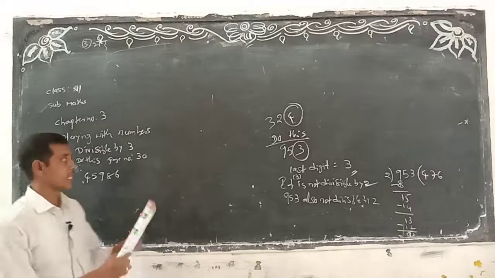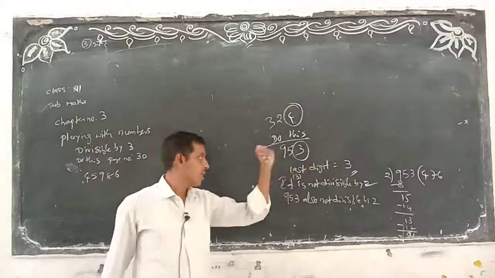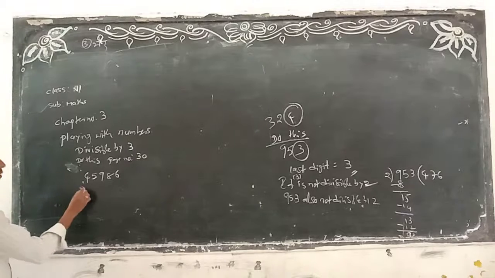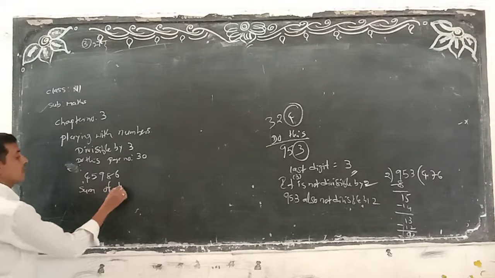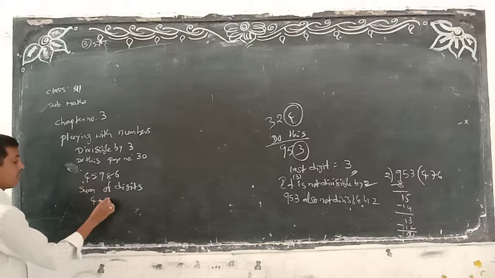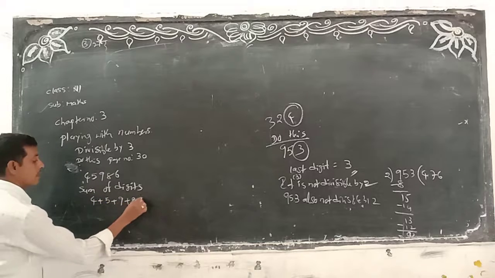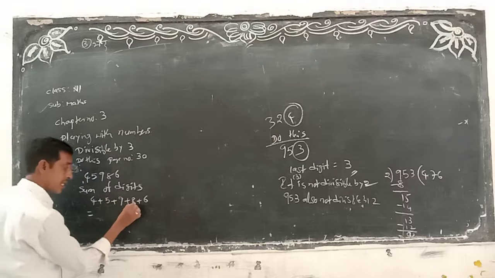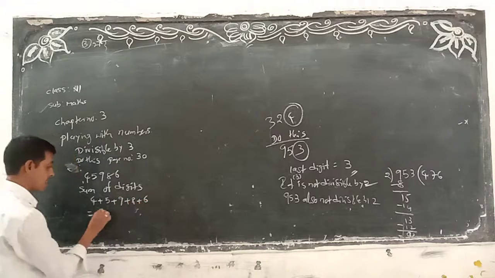The condition for 2 is that if the ones place has 0, 2, 4, 6, or 8, it is divisible by 2. Divisible by 3 is a different condition: the sum of digits. Do the sum of digits. 4 plus 5 plus 9 plus 8 plus 6. 4 plus 5 is 9. 9 plus 9 is 18. 18 plus 8 is 26. 26 plus 6 is 32.